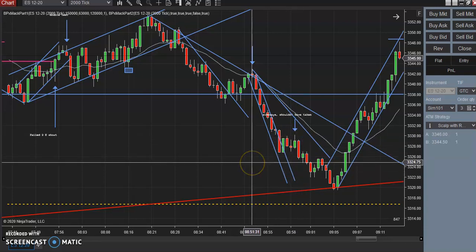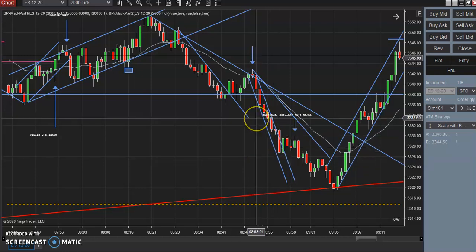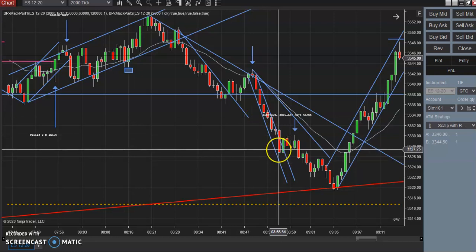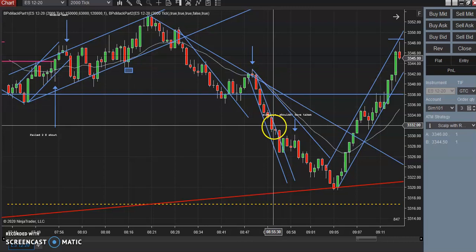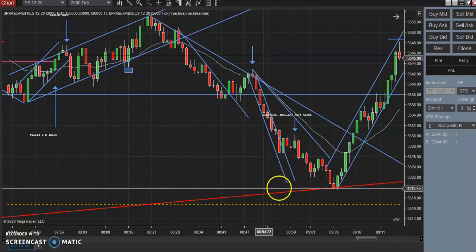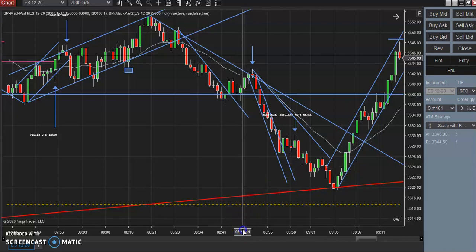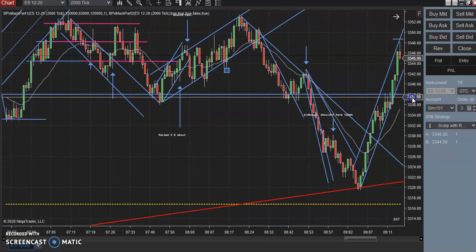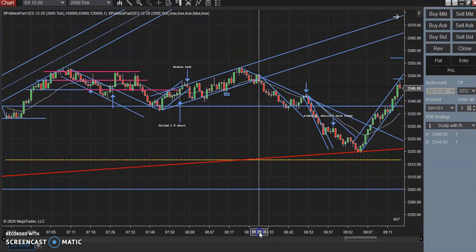I think I took that in the simulator. Obviously, it looks pretty aggressive, but I took it like it was a failed second entry long, especially after a strong move down like that. I did take that. And then, okay, so this red line here, I didn't see this until I came back to analyze at the end of the day.